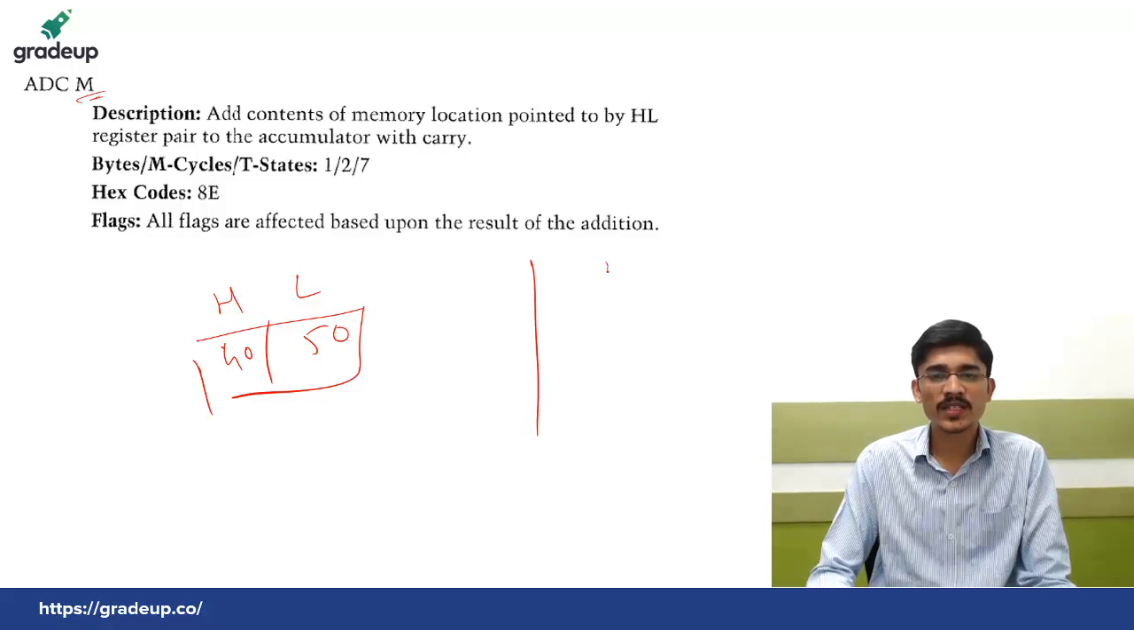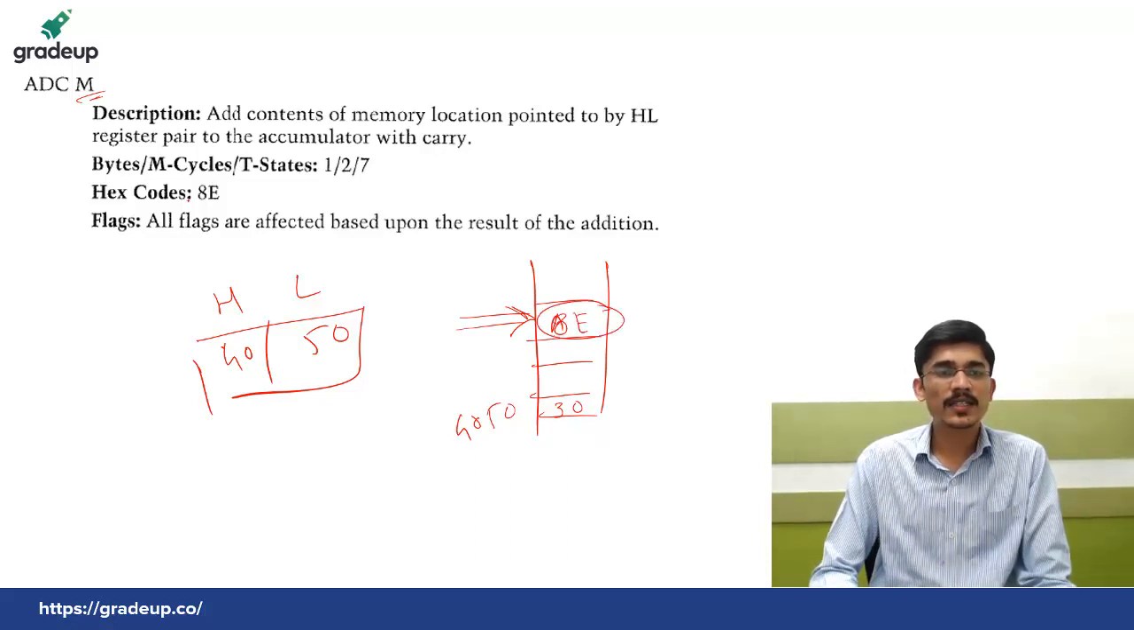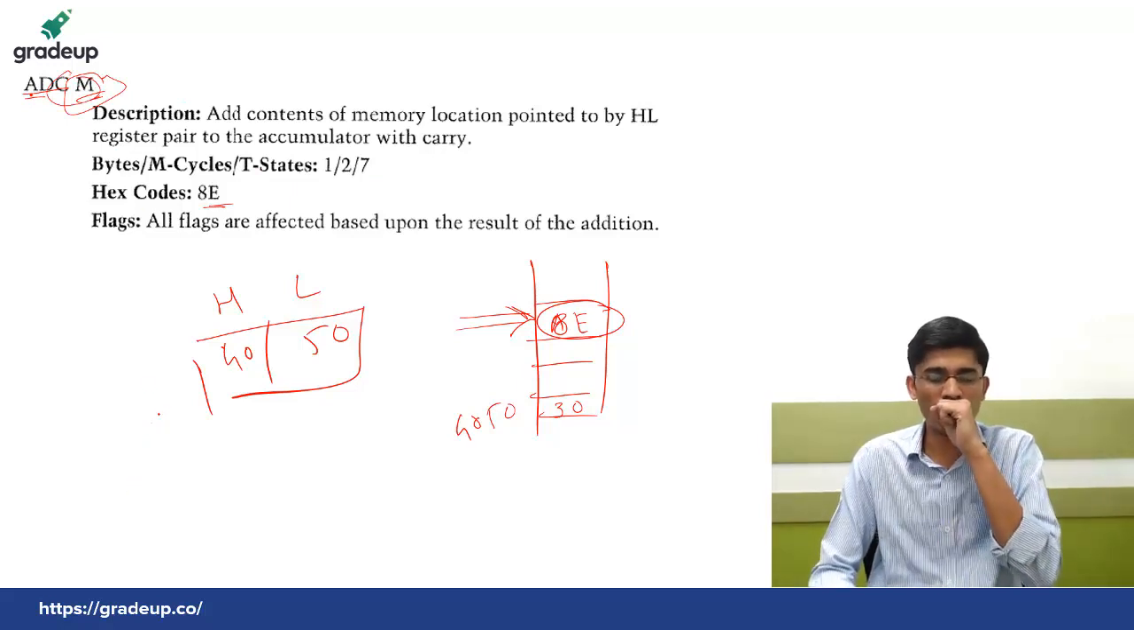It is the memory location pointed by the HL register, 4050, and here it is written 30. Till now your microprocessor has reached here, and here it is given 8E. 8E is the hex code of ADC M. So whenever the microprocessor reaches here, it comes to know that it has to add the content of the memory location along with the carry to the accumulator.